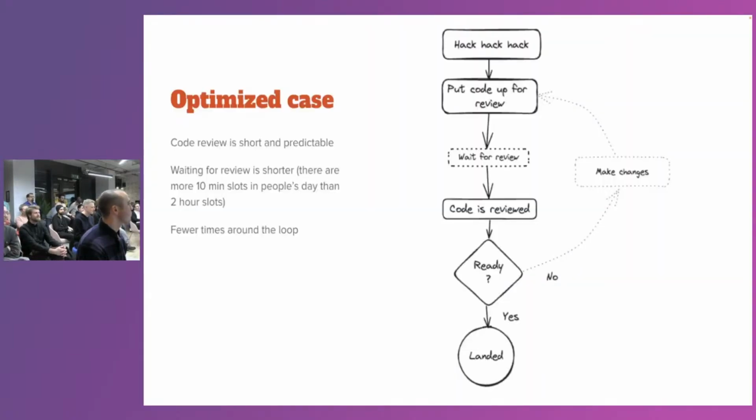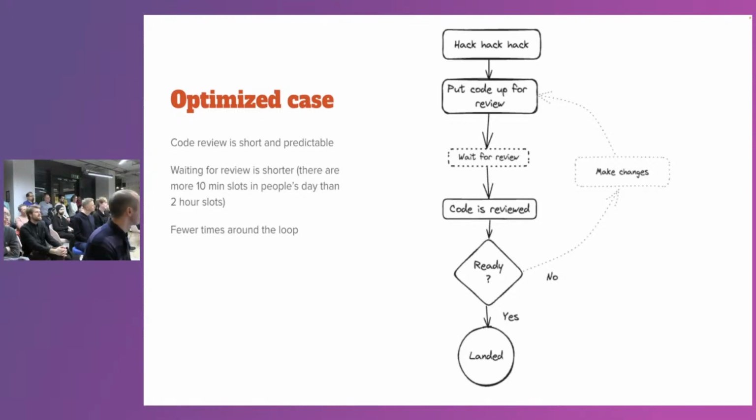Okay, so how does that make a difference? Well, in the optimized case, the review doesn't take very long. You could say it's going to take 10 minutes, or half an hour, whatever. But the code review is short and predictable. I don't know whether you've opened up a review and there's thousands of lines, and you just go, oh, I'm just going to do this later on, and you don't come back to it until the next day or whatever.